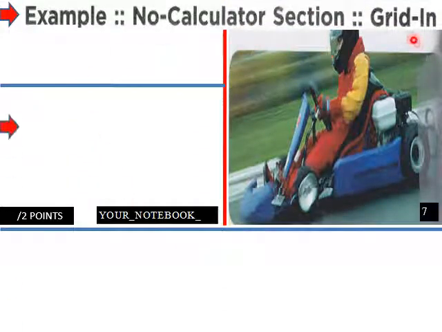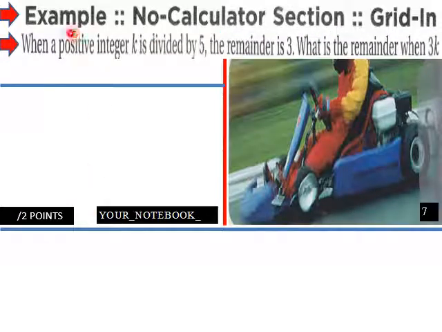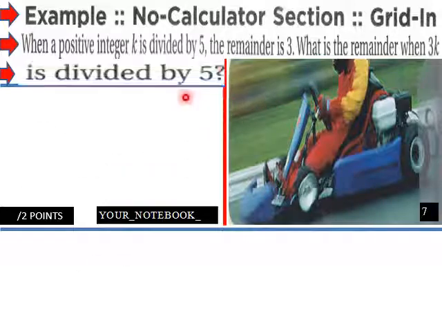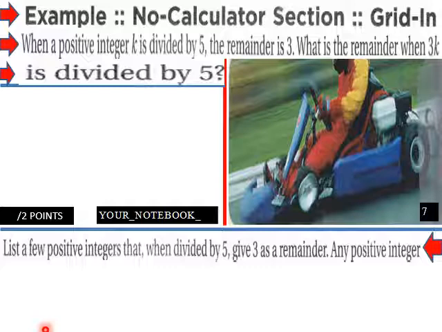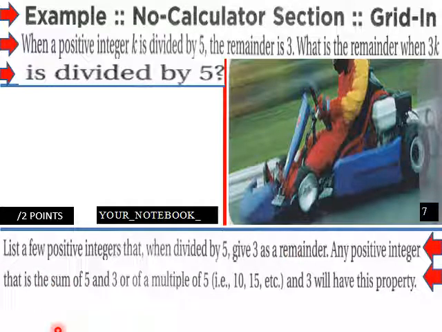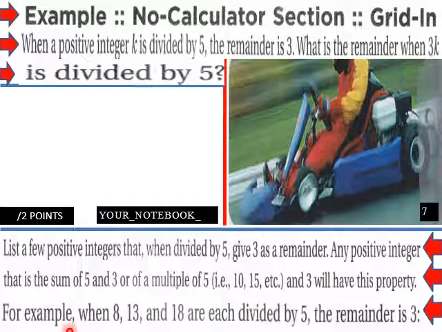Example, no calculator section, grid in. When a positive integer k is divided by 5, the remainder is 3. What is the remainder when 3k is divided by 5? List a few positive integers that when divided by 5 give 3 as a remainder. Any positive integer that is the sum of 5 and 3, or of a multiple of 5 (10, 15, etc.) and 3, will have this property. For example, 8, 13, and 18, when each is divided by 5, the remainder is 3.